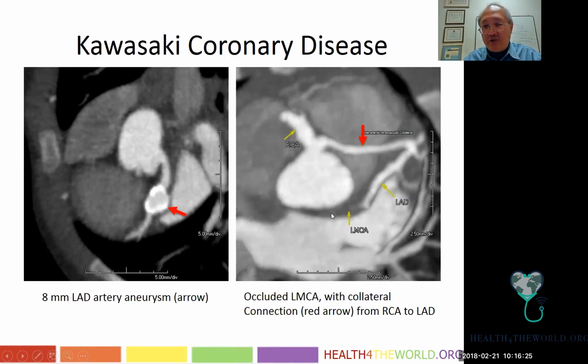In this case, the patient had a nearly completely occluded left main coronary artery. This segment of LAD, in fact, is supplied by a collateral developed from the right coronary artery, and then retrograde filled the left anterior descending as well as left circumflex artery. You can see the right coronary artery here is also irregular and has been dilated. This came from the Kawasaki disease as well. So both stenosis as well as aneurysm can develop.